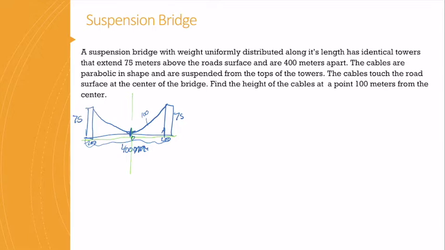So the first thing I'm going to do is, because the origin (0, 0) is my minimum, that's my vertex, my equation is going to be of the form y equals ax squared, because we aren't adding anything to shift my parabola vertically or horizontally. Well, I know one point on this graph. I know when x is 200, y is 75. So I can use this information to solve for a.